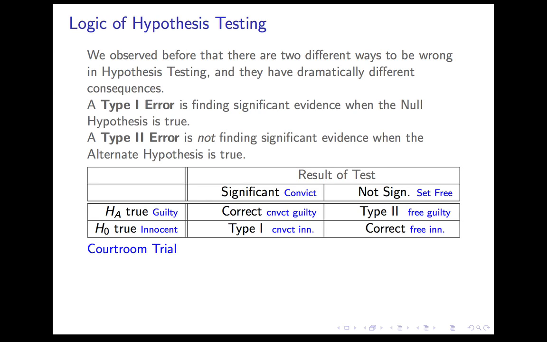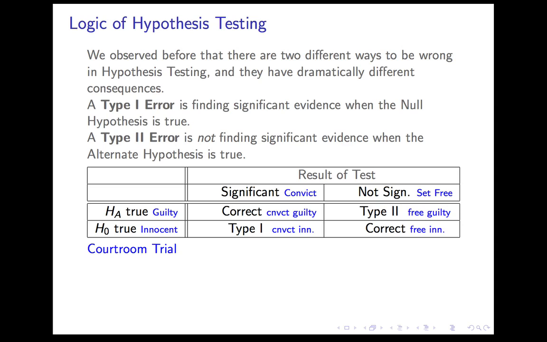The first is a courtroom trial. So the null hypothesis here, the default assumption, the thing you're going to assume in the absence of evidence otherwise, is that the person is innocent, and the thing you're assessing the evidence for is that they're guilty. So it's perfectly natural to view innocent as the null hypothesis and guilty as the alternate hypothesis. And in a trial, you're assessing the strength of the evidence. If there is sufficient evidence that the person is guilty, you convict them. And if you fail to find significant evidence, they're not guilty.